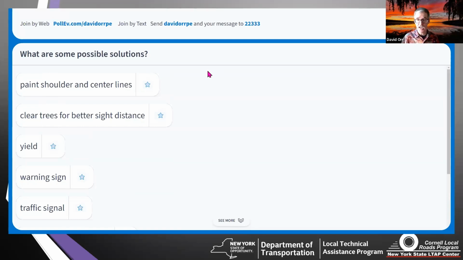And like it or not, you've got to think about what is possible with the public and the politicians. That's the realistic thing. And yes, maybe putting some shoulder or center lines could help define the roadway. Remember, once you put a line down, you do have to maintain it.